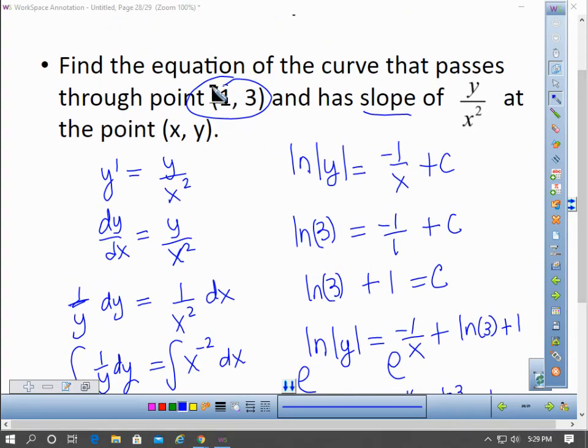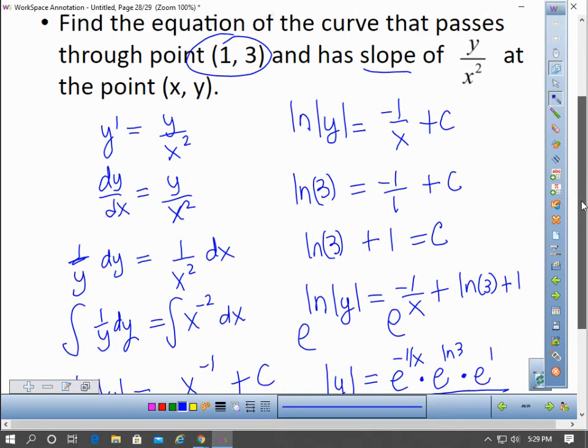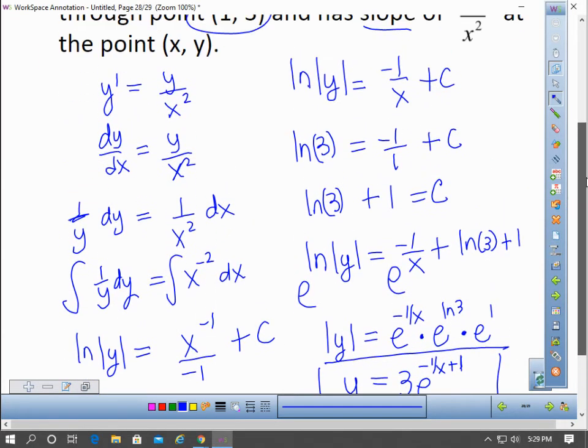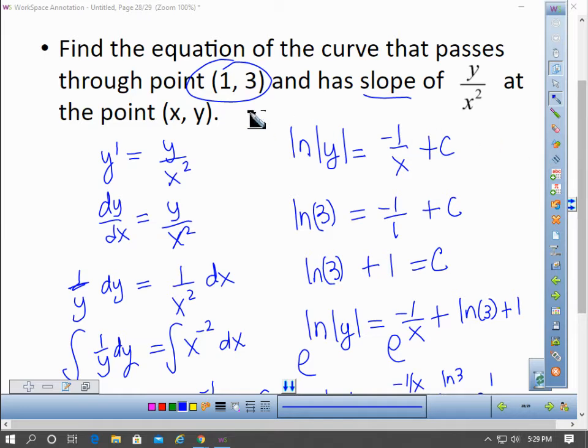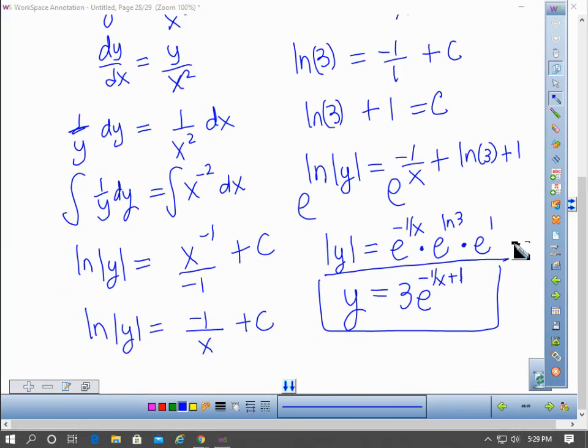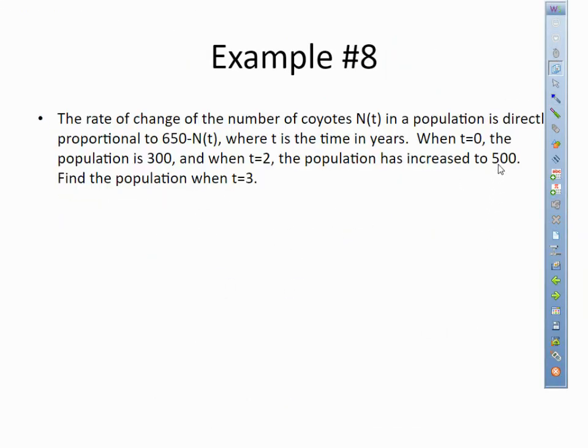All right, so find the equation of the curve that passes through the point 1, 3 and has a slope of y over x squared at the point x, y. So that means this equation has a slope of y over x squared, and it also goes through the point 1, 3. So that means when I put in a 1 in here, I'm going to get the answer 3. We can verify that real quick. If I put a 1 in here, this is negative 1 plus 1. That'll be e to the 0, which is 1. So I'm going to get a 3 answer. All right. So that was our solution for that one. So this is just separating and integrating.